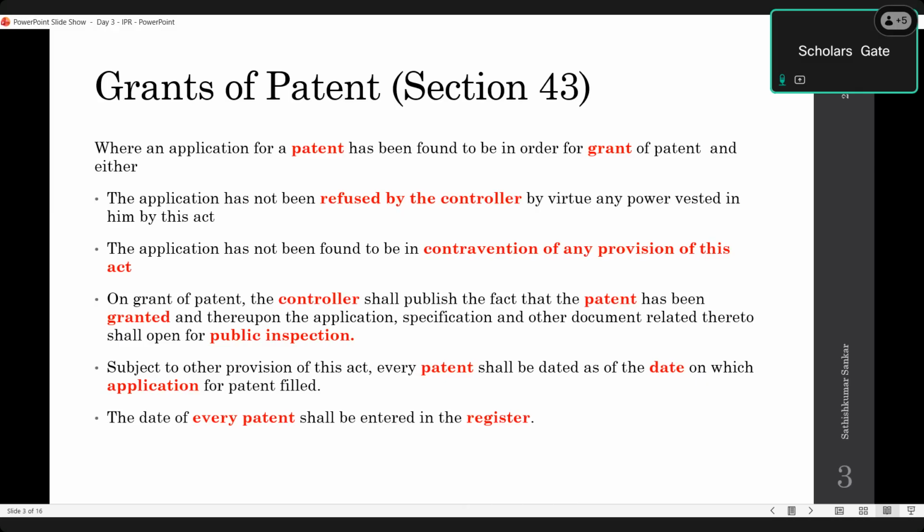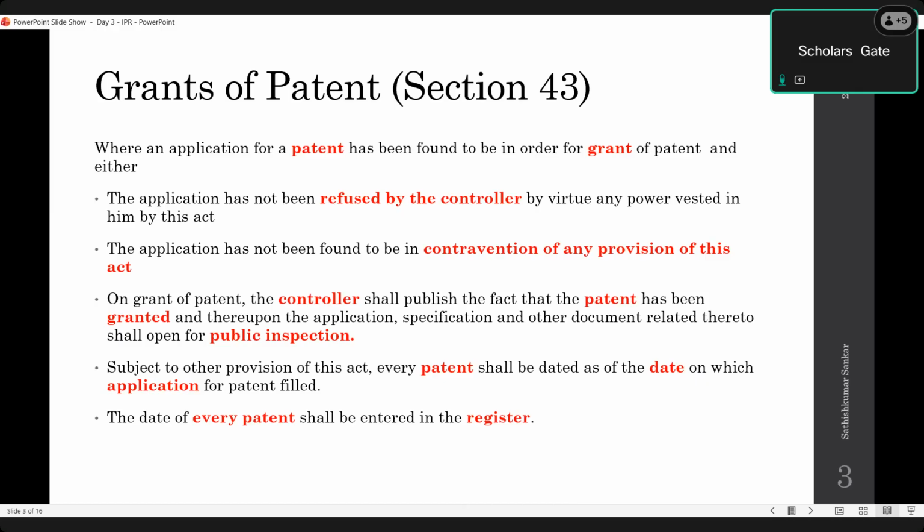So once they satisfy these conditions, they are eligible, and the patent publication date is treated as the patent granted date. The date of every patent shall be entered in the register. Generally we know that the register is maintained by the patent office. The real patent owner is the person whose name is available in that particular register. They are the owner of that particular patent. So every patent shall be entered in the register.